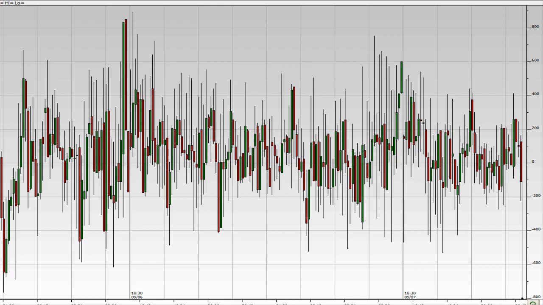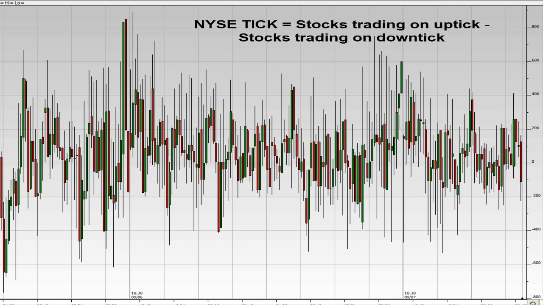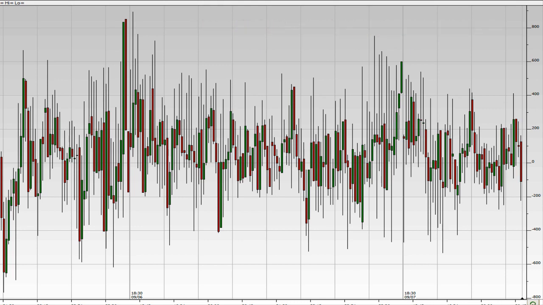So let's do that. The NYSE tick measures the number of stocks in the New York Stock Exchange that are currently trading on an uptick minus the number of stocks trading on a downtick. Meaning that right now, at any given moment in time, how many stocks are being bought and how many are being sold in this moment.